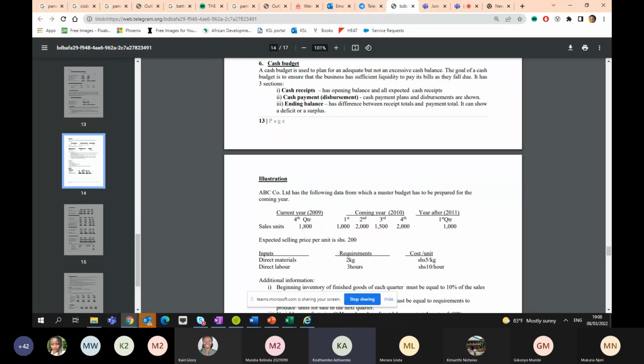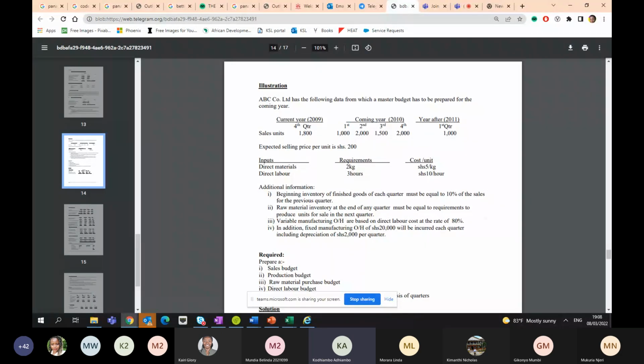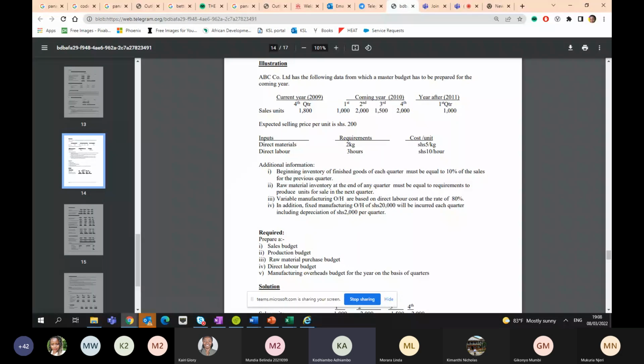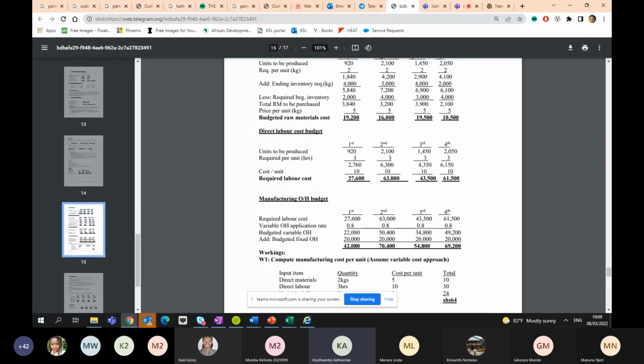Again, like we said, with each question, you go here. In addition, variable manufacturing overhead is based on direct labor cost at the rate of 80%. So we have the labor cost times 80%. Then we are being told, in addition, fixed manufacturing overhead of 20,000 will be incurred in each quarter, including depreciation of 2,000 per quarter. Now, when we come to this, we start with labor cost because we've been told budgeted variable overhead is 80% of labor cost plus budgeted fixed cost of 20. So we've done 80%, then we've added the 20 to bring us here.